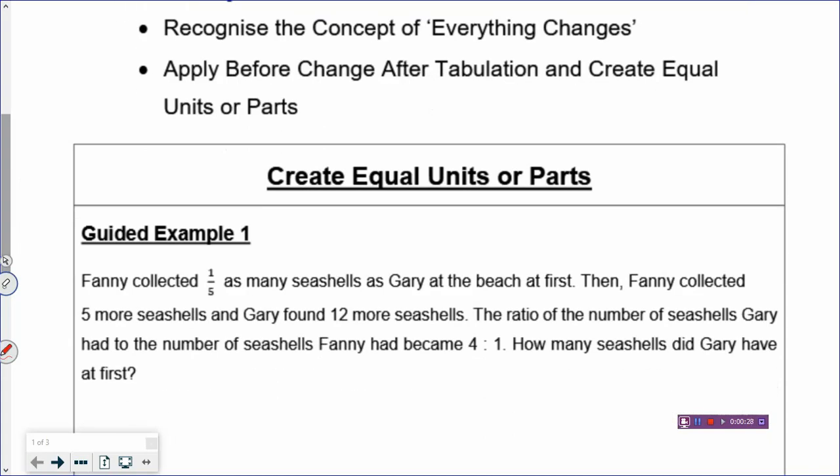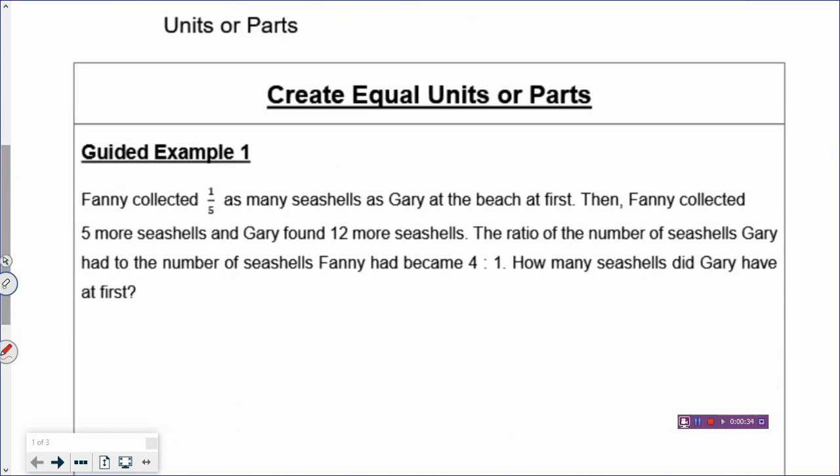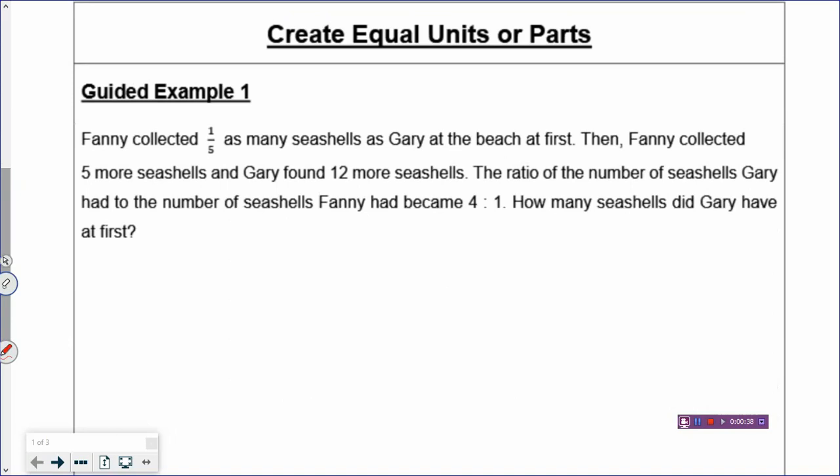Let's look at the first example, and it's about 4 marks, at least a 4-mark question in the exam. You have fractions, you have ratio, so it's a mixed topic. Let's see how we solve this problem using the table method plus the model.